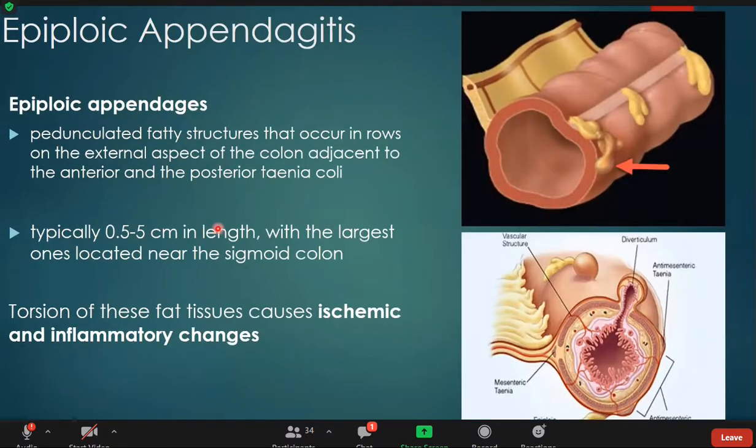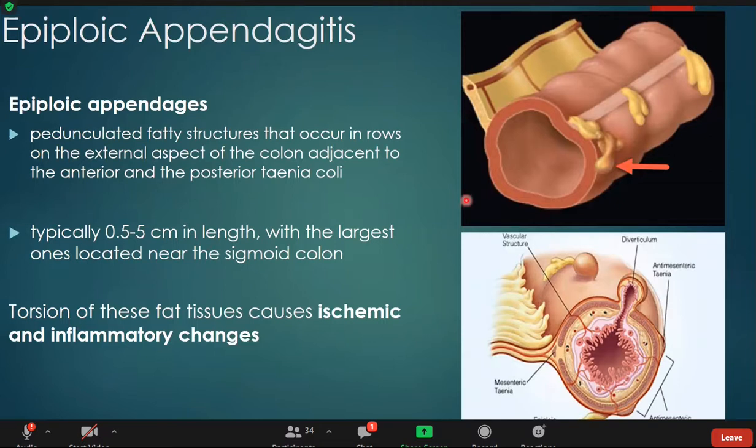So to better understand the pathophysiology of epiploic appendagitis, we should define what epiploic appendages are. These are pedunculated fatty structures that occur in rows on the external aspect of the colon, adjacent to the anterior and posterior tenia coli. Usually, the sizes are 0.5 to 5 centimeters in length, with the largest located near the sigmoid colon. The sigmoid colon and the cecum harbor the largest number of prominent and elongated epiploic appendices.